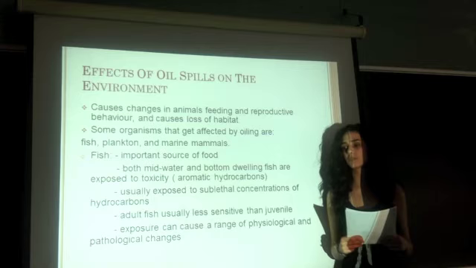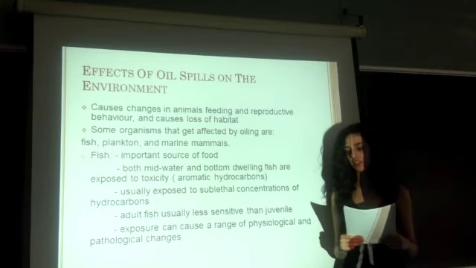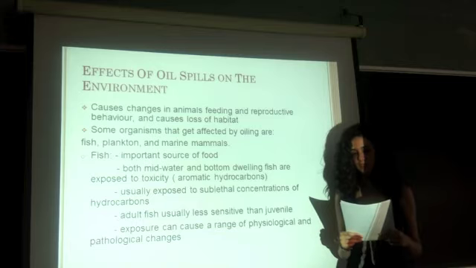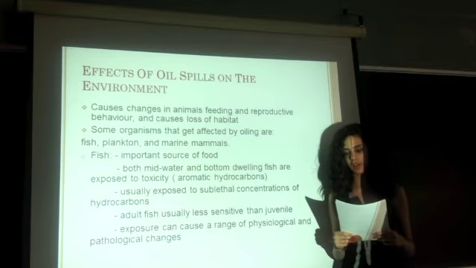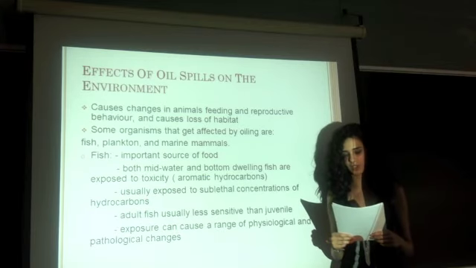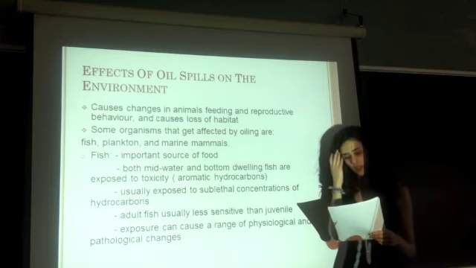Fish are usually exposed to sublethal concentrations of hydrocarbons. The age of fish is really important in terms of its sensitivity to hydrocarbons, and adult fish are usually less sensitive than the young ones. For example, adult salmon are about 100 times less sensitive than juvenile salmon. Oil exposure can cause a range of physiological and pathological conditions, some that are temporary and are not a risk to health and survival.